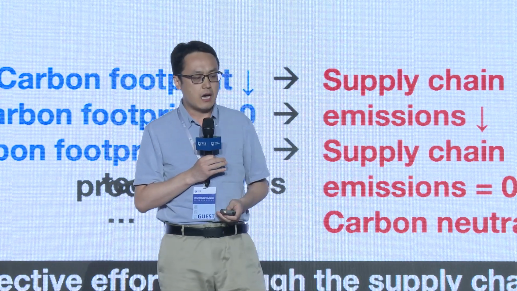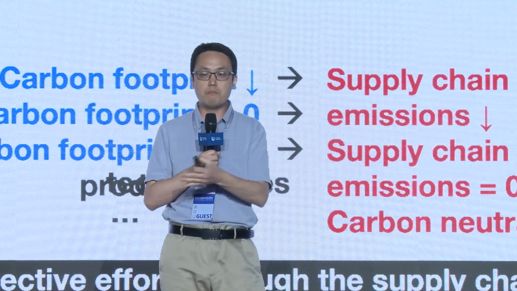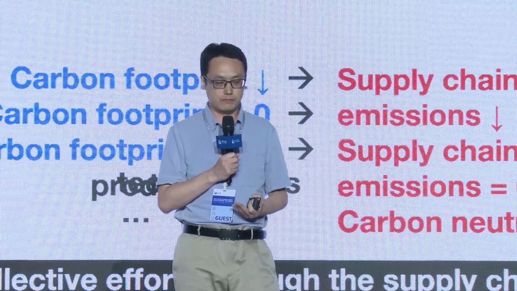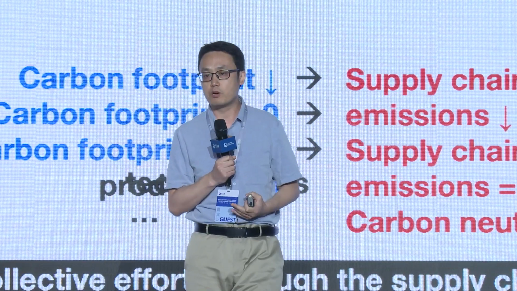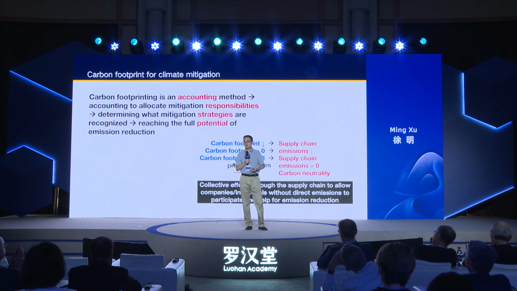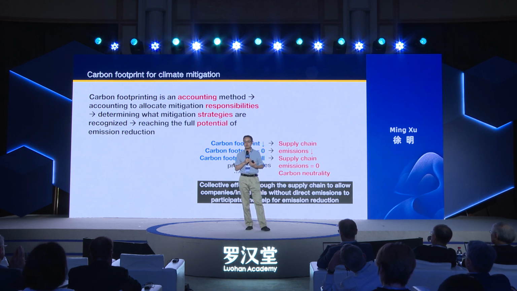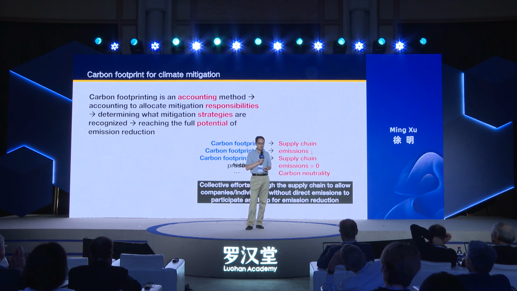In another sense, if a particular product's carbon footprint is being reduced, that means the supply chain emissions for this product are reduced. If one day the carbon footprint of a product becomes zero, that means the emissions from the whole supply chain of that product become zero. And imagine one day the carbon footprint of all the products and services we buy becomes zero. That means we reached carbon neutrality for the whole society, right? So using carbon footprint essentially is to help incentivize the entire society to join efforts to meet the carbon reduction goal.